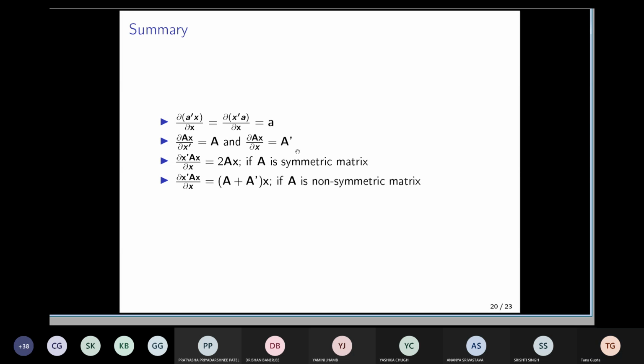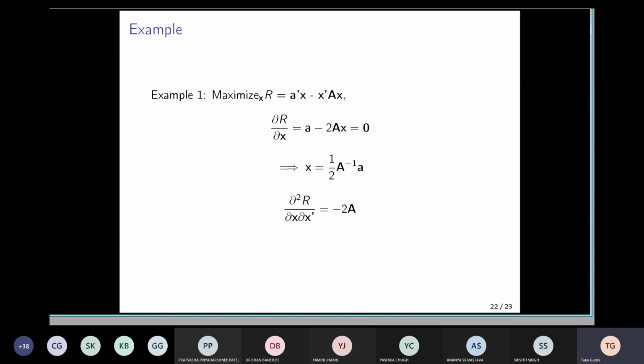Okay. So these small things are important. If you are mixing all these things, effectively you are doing a wrong thing. Okay?